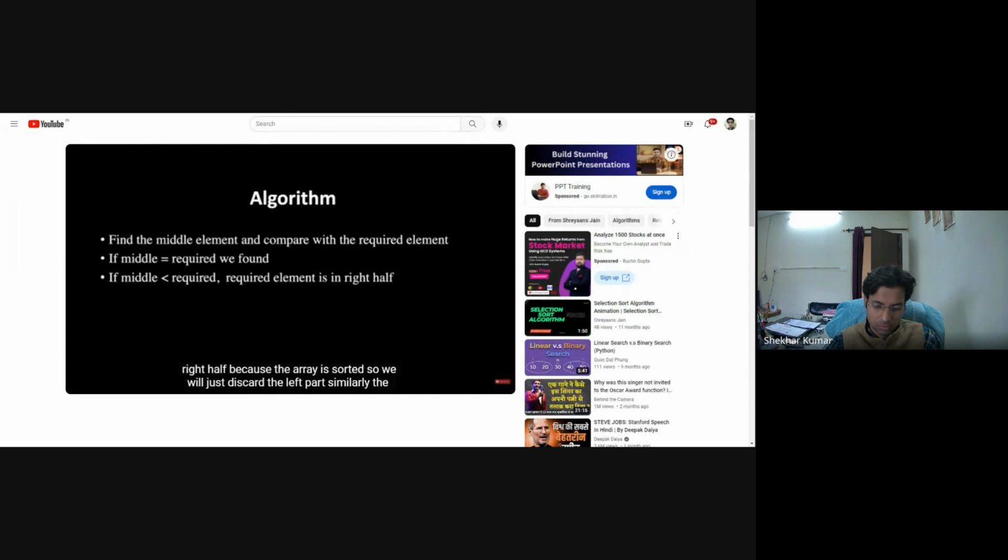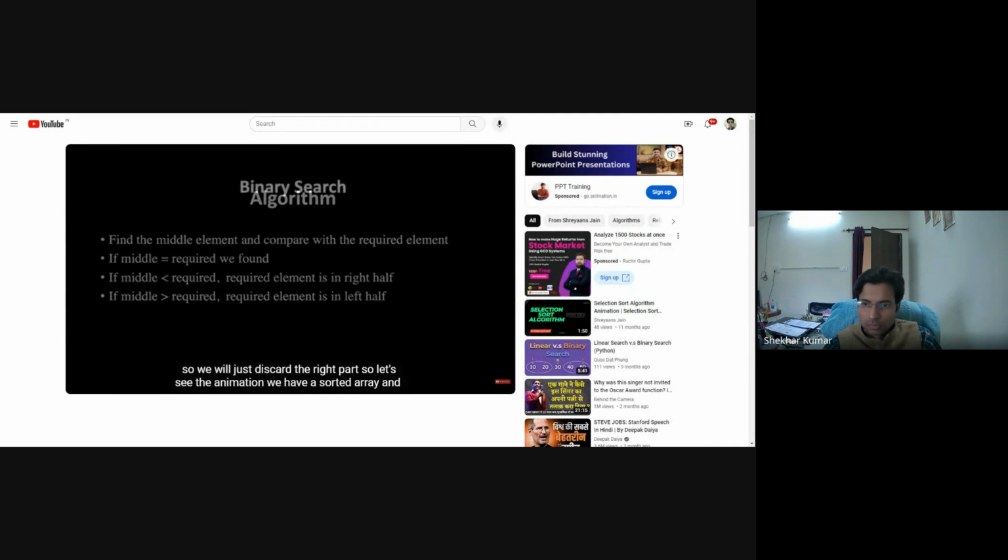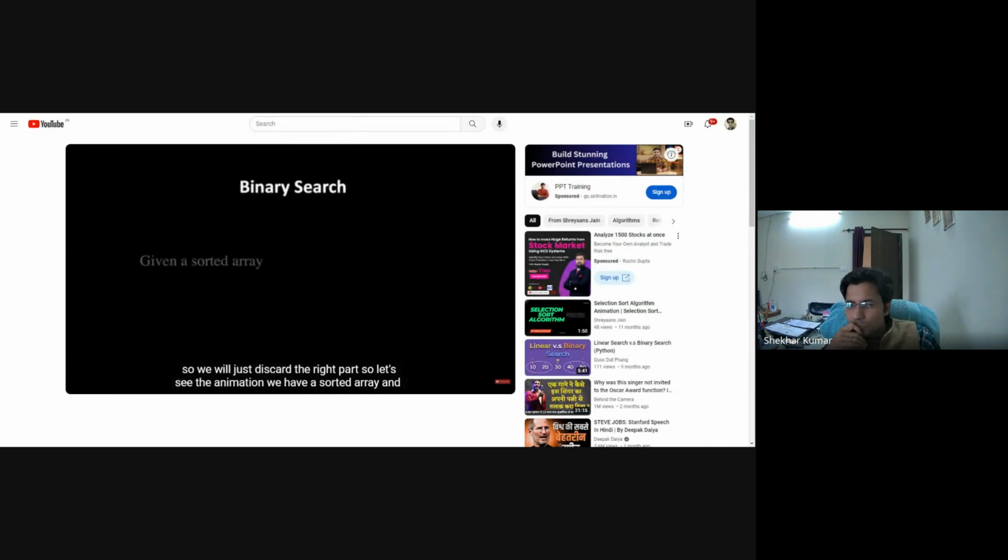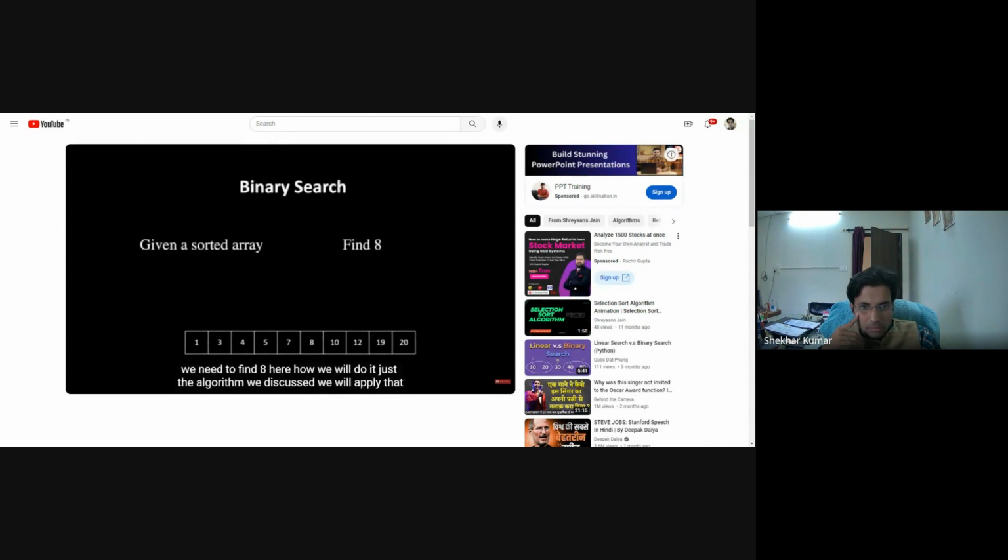So we will just discard the left part. Similarly, if the middle is greater than the required element, we know the required element is in the left half, so we will just discard the right part. So let's see the animation. We have a sorted array and we need to find 8 here. How will we do it? Just the algorithm we discussed, we will apply that.